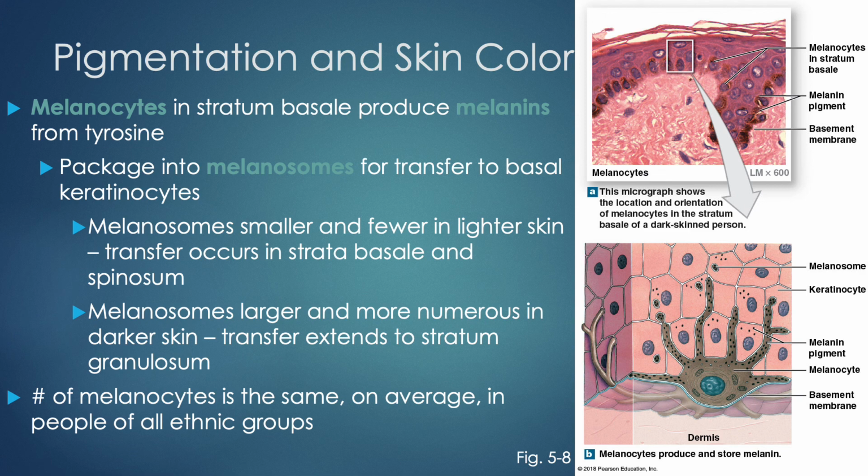Another neat fact is that the number of melanocytes that we have in our body is the same, for the most part, on average, from person to person, if you measure people of all different ethnic groups. So the number of melanocytes has no role whatsoever in determining the darkness of your skin. It's how active those melanosomes are in producing pigment.